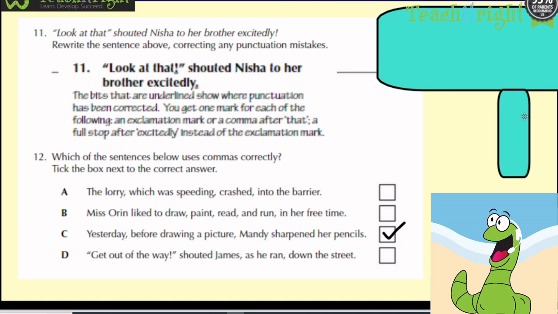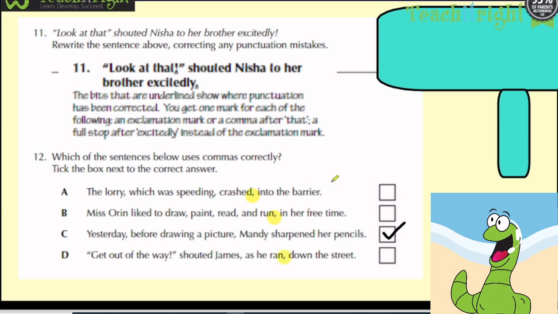A starts off correctly. The lorry, which was speeding, crashed into the barrier. We do not need the comma after crash. That's the error. Miss Oren liked to draw, paint, read and run in her free time. So the commas are correct, separating the items in the list, but we don't need one after run. Same with D, we don't need one after run.